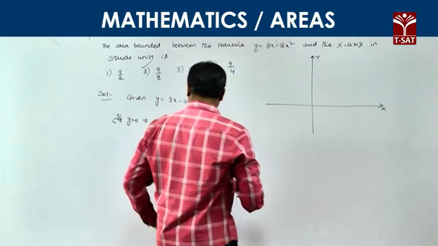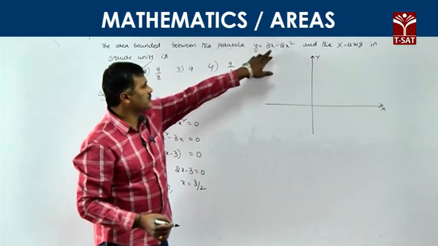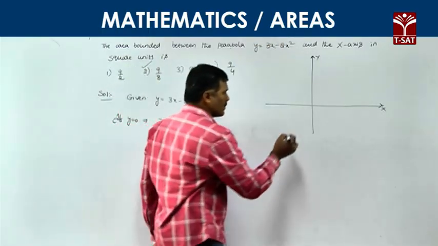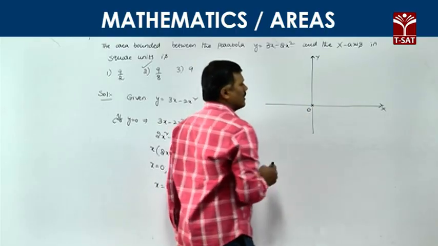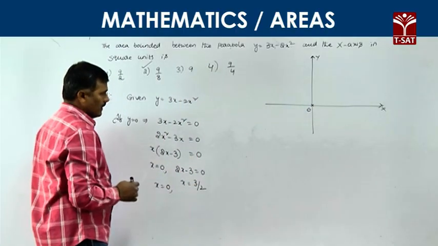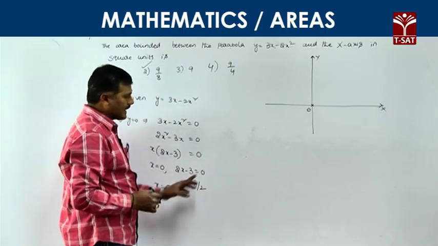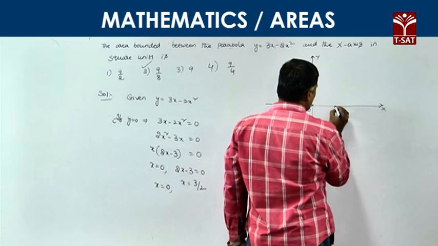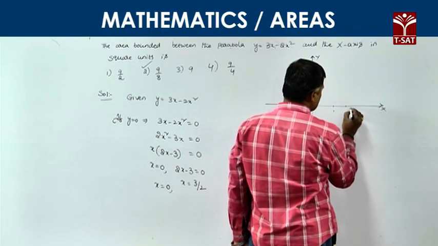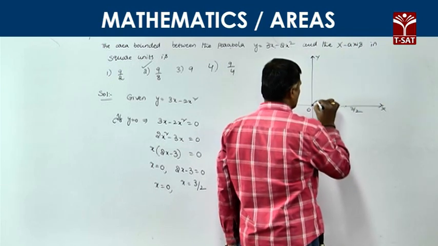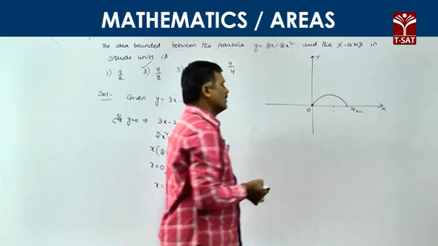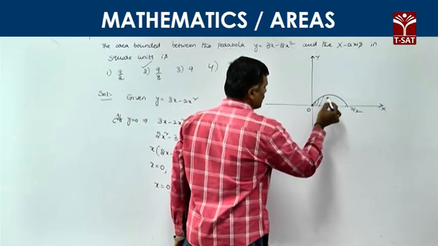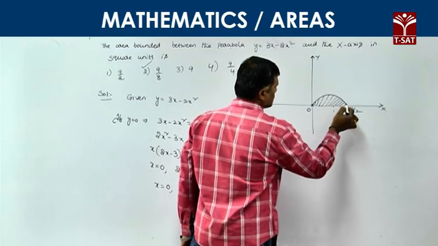Now if x is equal to 0, substitute in the given parabola equation, y is also equal to 0. So 0 comma 0 is one point of intersection, and again the curve meets the x-axis at 3 by 2. 3 by 2 means exactly 1.5. See here 1 and 1.5, that is 3 by 2. So the limits of the integral are 0 to 3 by 2, which is the required region, the required area.